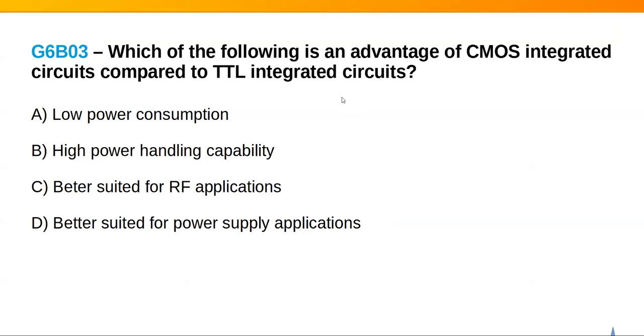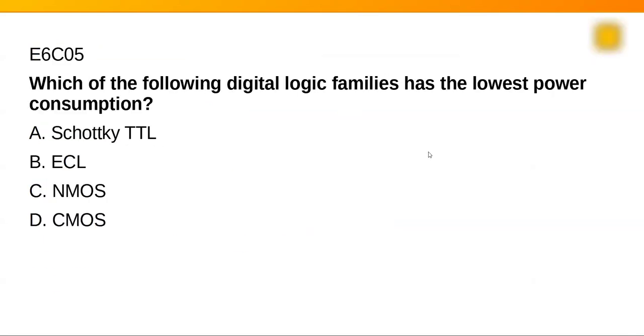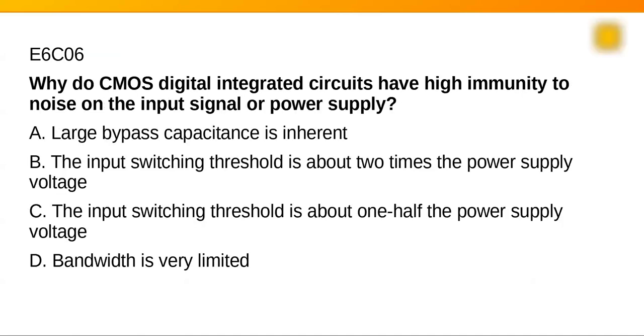What of the following is an advantage of CMOS compared to TTL? Alpha. I think it's alpha. Which of the following digital logic families has the lowest power consumption? Yeah, regular Schottky TTL was not low power. Low power Schottky was down close to CMOS, if I recall. And fast.